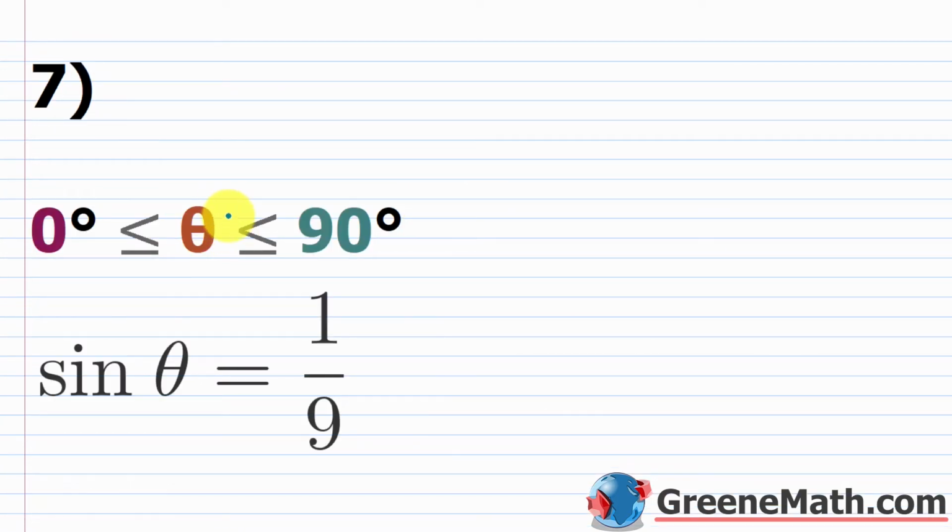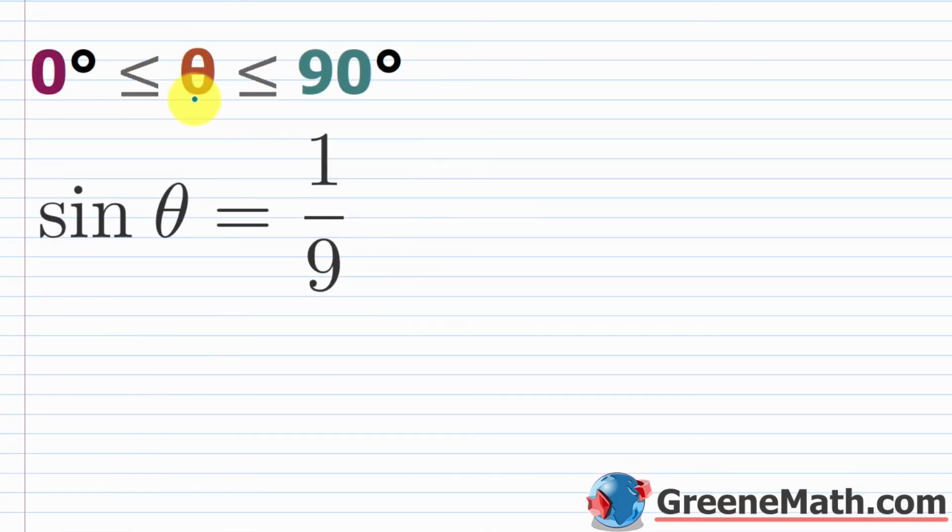So for problem 7, we're going to find theta such that it's greater than or equal to 0 degrees and less than or equal to 90 degrees. So we're told that the sine of theta is equal to 1/9. And again, the reason we have this restriction here is because there's going to be an infinite number of angles whose sine value is going to be 1/9. Okay, so that's why that restriction is there.